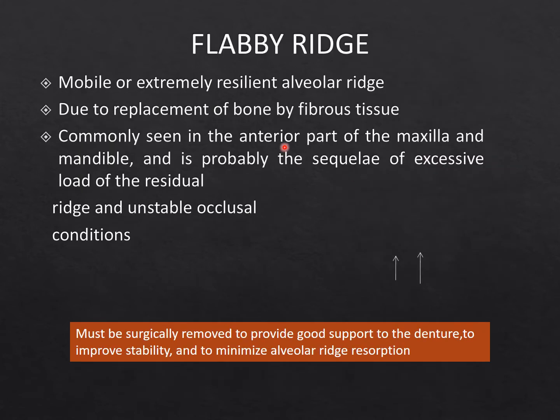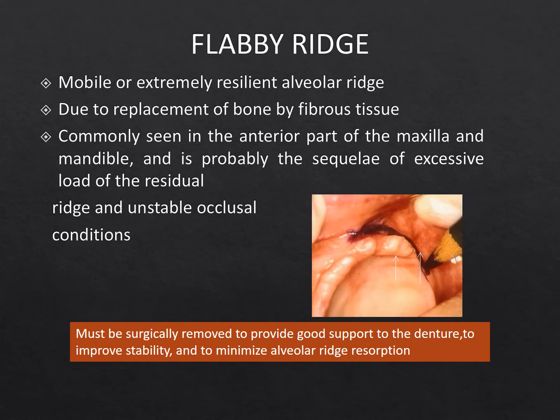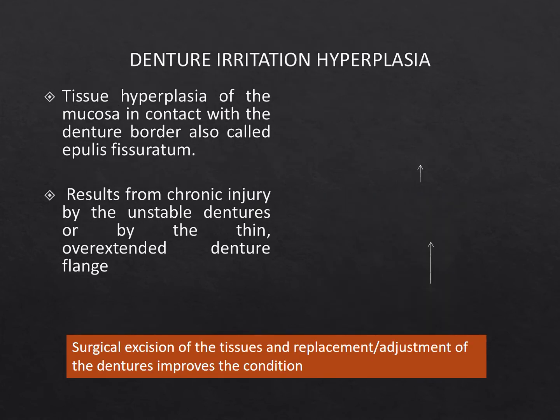The next is the flabby ridges, most mobile ridges, because of the loss of the bone and replacement by fibrous tissues. It is commonly seen in the anterior parts of the maxilla and the mandible, because of the excessive load from the ill-fitting or unstable dentures. So again, here the flabby tissue needs to be removed surgically, and then after the healing period, a new denture should be fabricated with proper vertical dimension and proper occlusion, specifically balanced occlusion. So these are flabby tissues most commonly seen in the anterior maxilla.